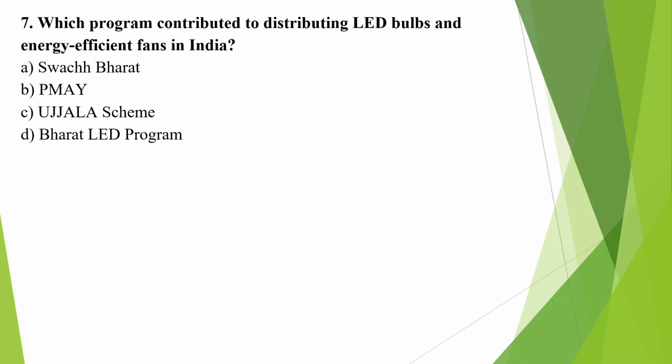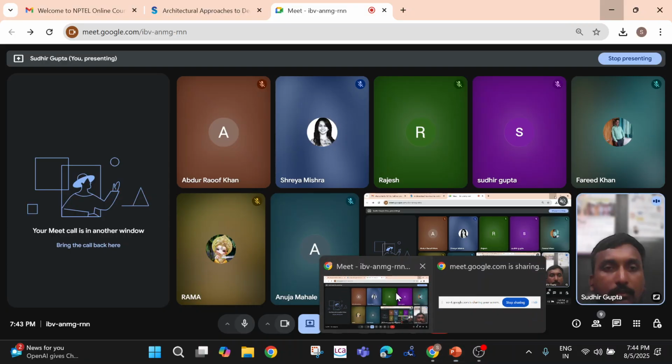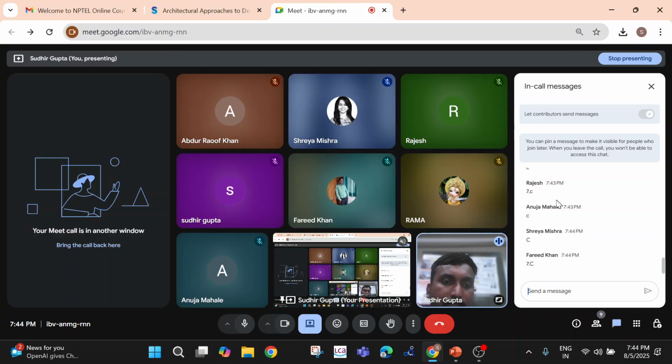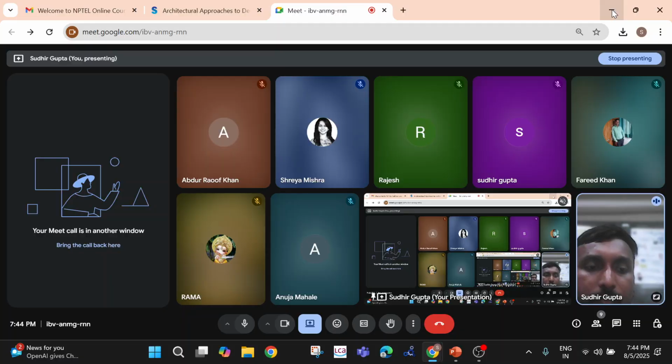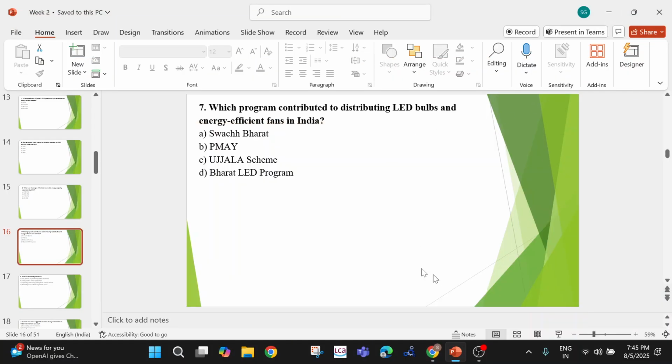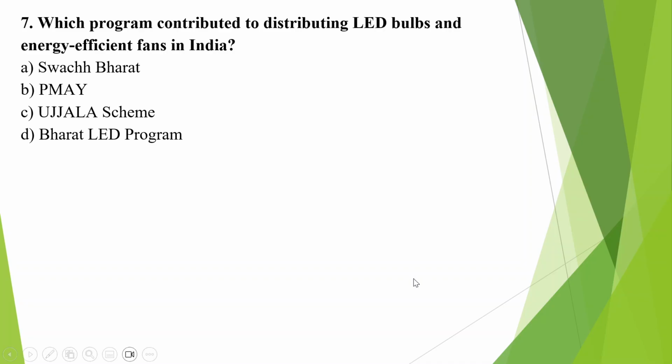For question number 7, whenever you are answering, as I told, try to mention the question number first, then give your answer. It will be easier to understand which question you are answering. So I can see 7.C, 7.C, C. Most of you have opted for option C, and option C is the absolutely correct answer for this question number 7. That is, under the Ujjwala scheme, millions of LED bulbs and fans were distributed, which resulted in a significant carbon emission reduction. So all of you are correct.